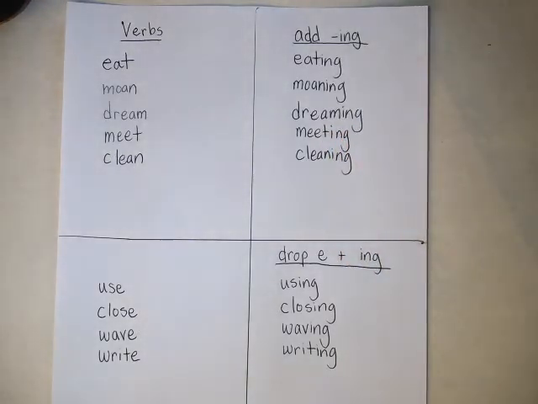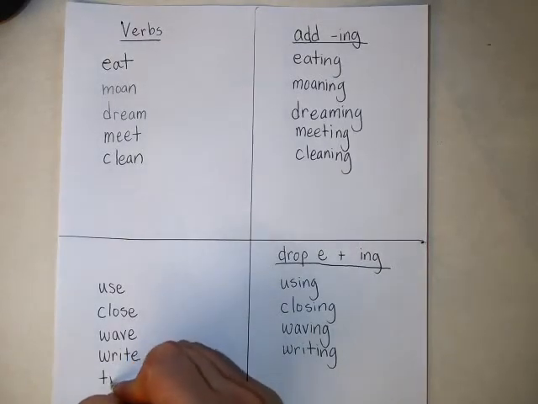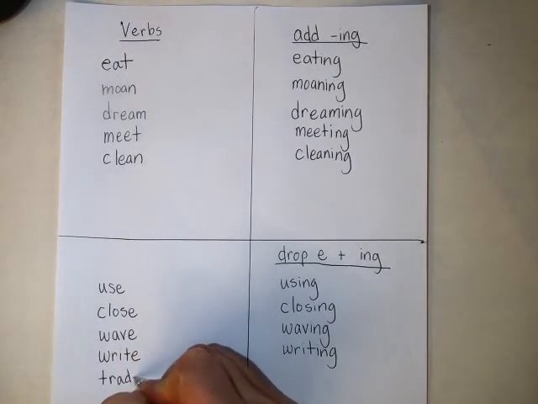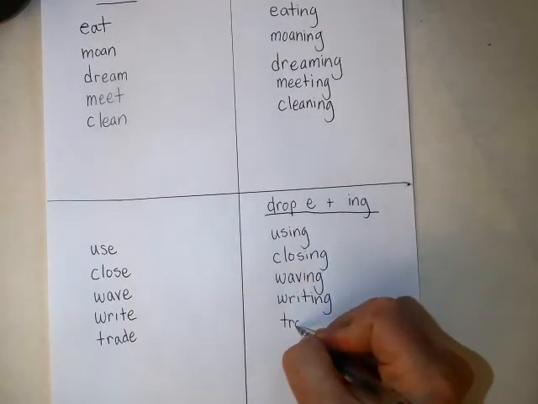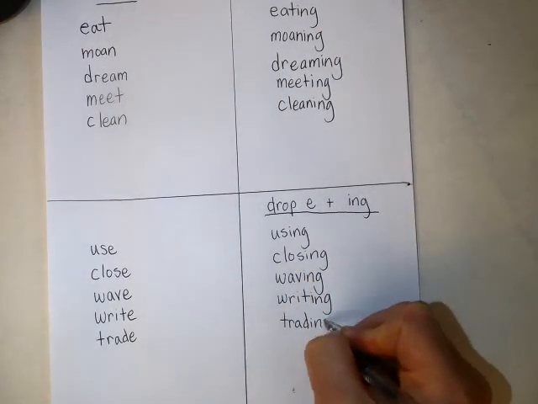Alright, your next word is trade and trading. Trade and trading. Please do not trade in this classroom. I am not trading anything ever again. Trade and trading. Hopefully when you write trade, you notice the E on the end, and that you've got to get rid of that E so that you can make it trading.